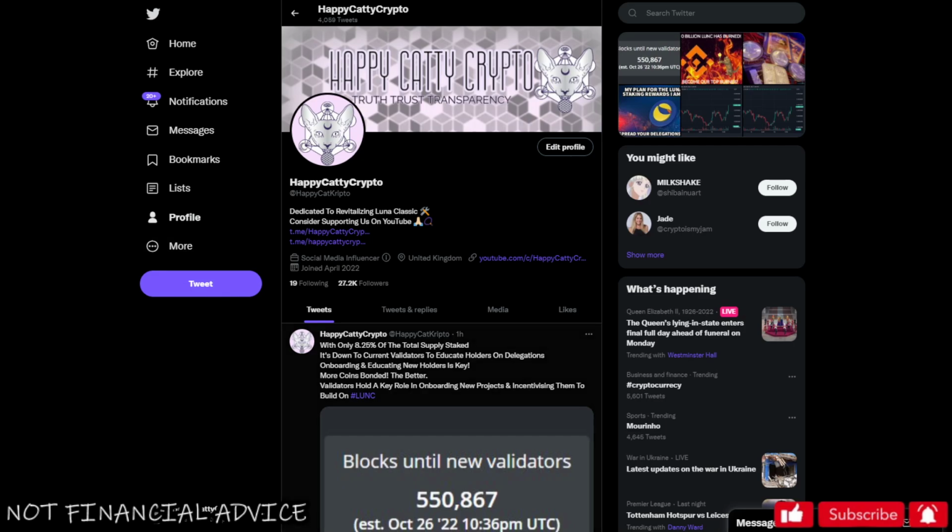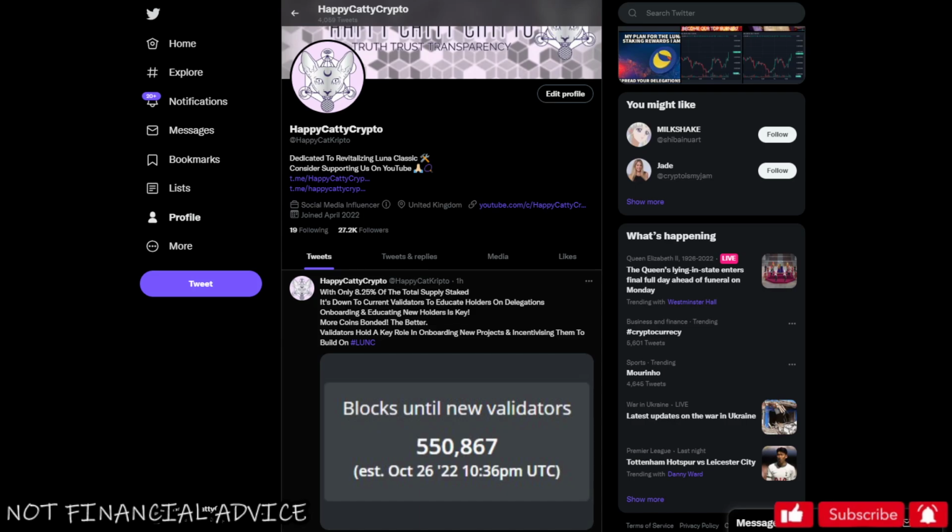Folks, we only actually have 8.25% of the total supply staked. Now, it's down to the current validator set to educate holders on delegating, onboarding and educating new holders. The more coins bonded, the better. Validators honestly hold such a key role in onboarding new projects and incentivizing them to build on the LUNACLASSIC blockchain, the Osmosis SDK, and make use of these IBC transfers and stuff like that.